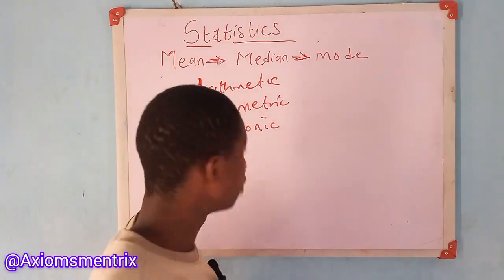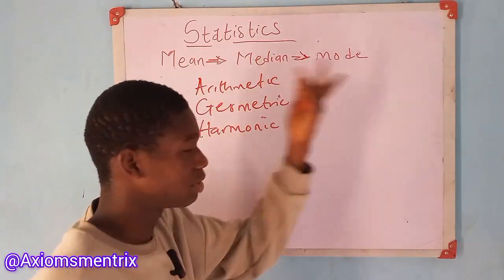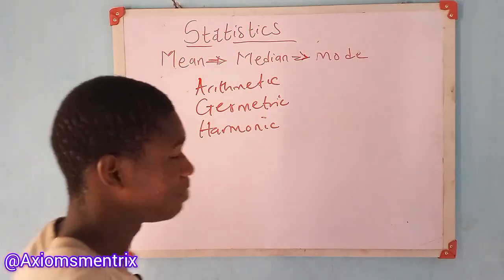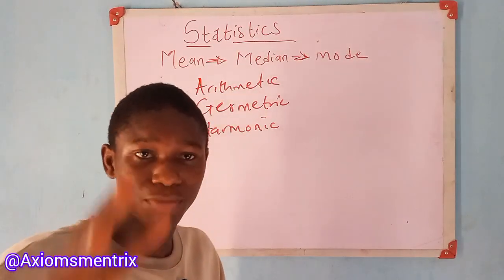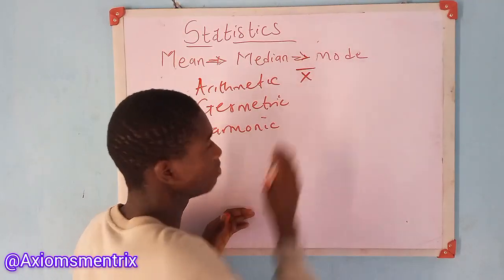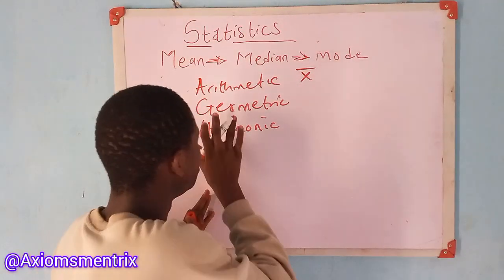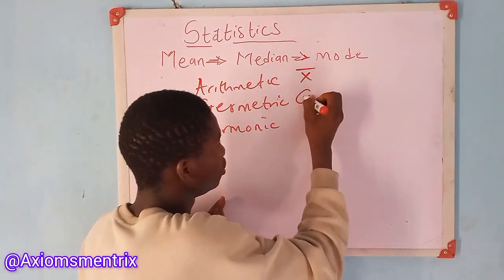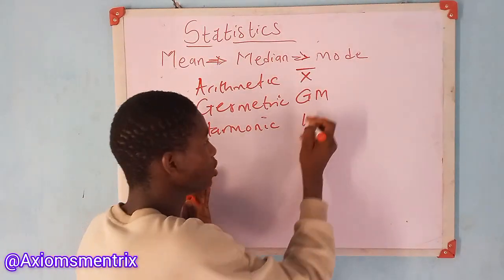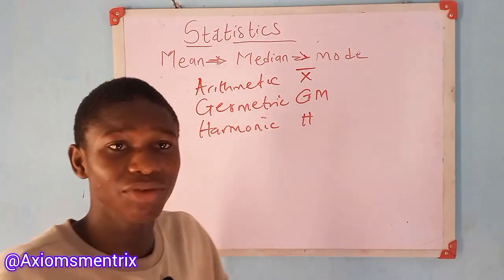We're also going to be talking about median and mode. So let's go without wasting time. Talking about the arithmetic mean, it has a symbol, this one, which is the sign for the arithmetic mean. The geometric mean can be written as GM or just G, while the harmonic mean is H. So these are the different kinds of mean.